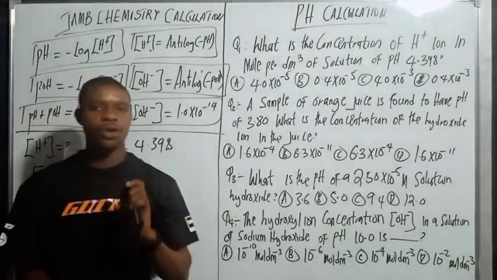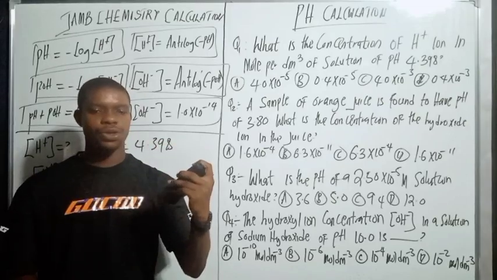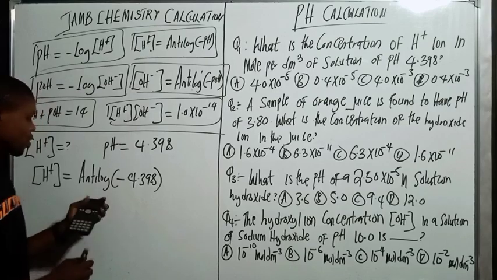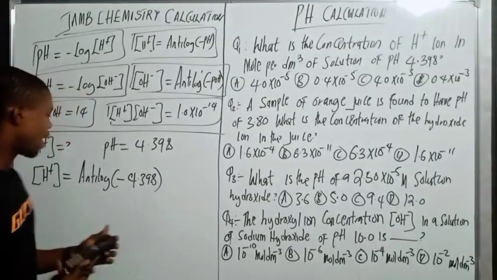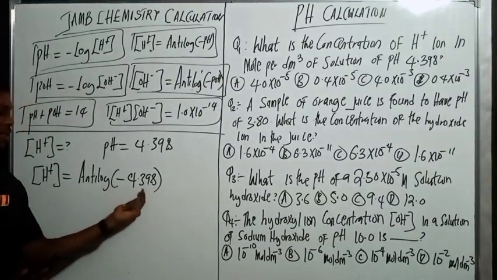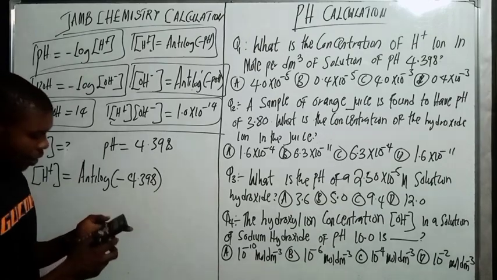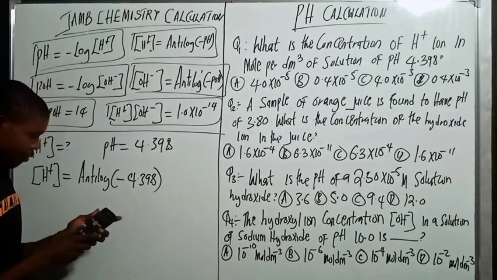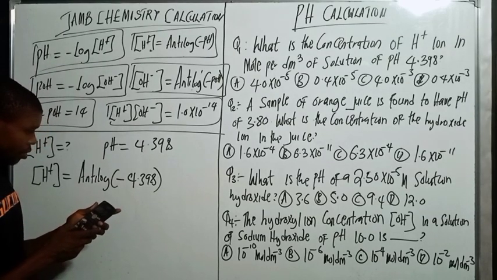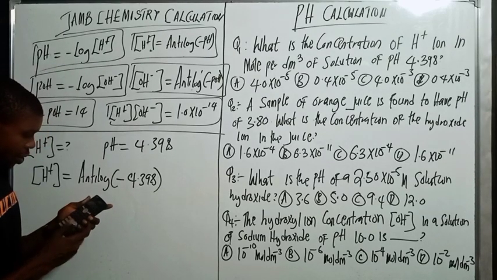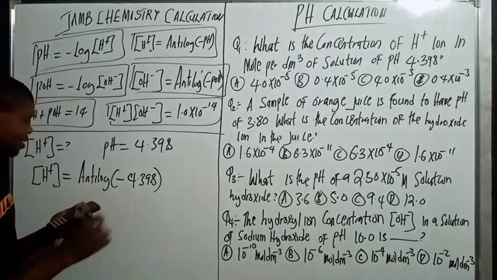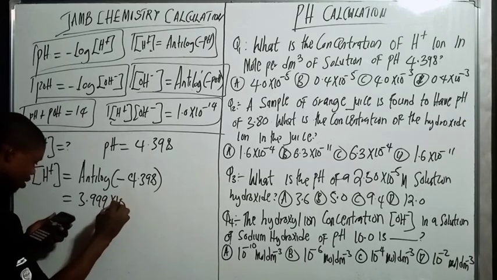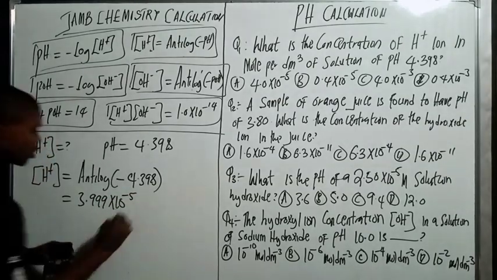I believe you are going to see a calculator in your Jamb system. So you can also get this one here. To get it, it's going to be shift log minus 4.398. So in your calculator here, we have shift and log. Here we have minus 4.398. So you have 3.999 exponential minus 5.